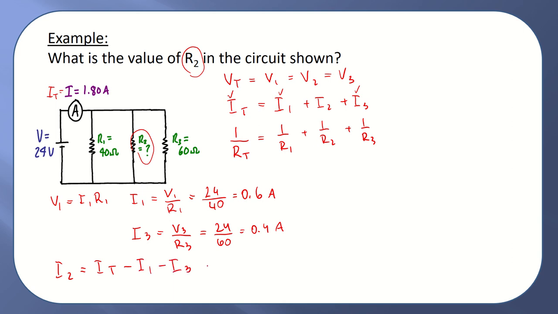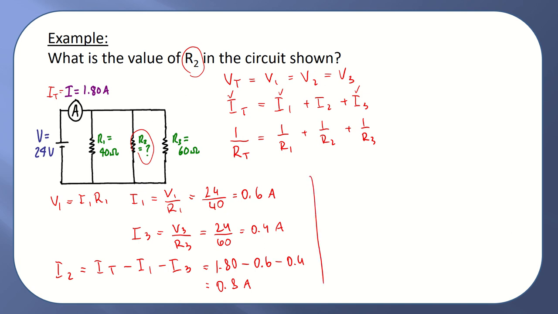So now we know these values, we can plug them in. I total is 1.8 minus I1, which is 0.6, minus 0.4. And we'll just see, what is that equal to? 1.8 minus 0.6 minus 0.4 equals 0.8. That means that I2 is 0.8 amps, right? So they all add to 1.8 because that's what they have to do.